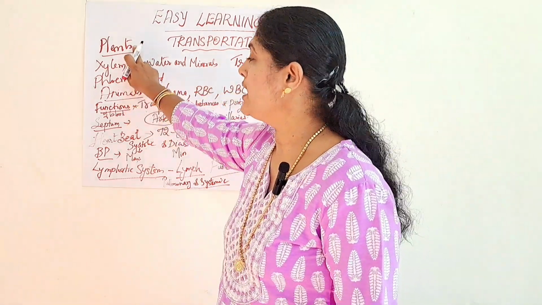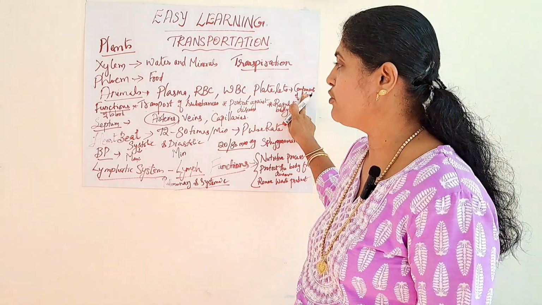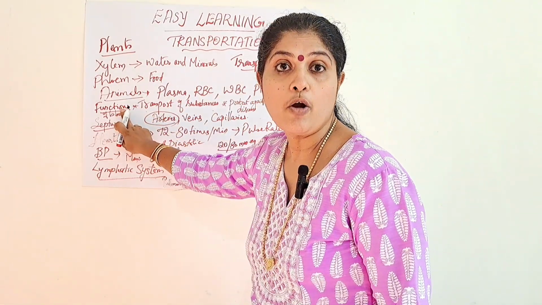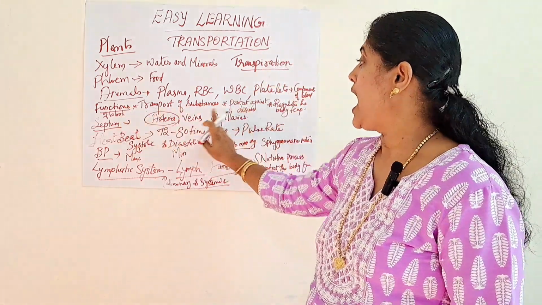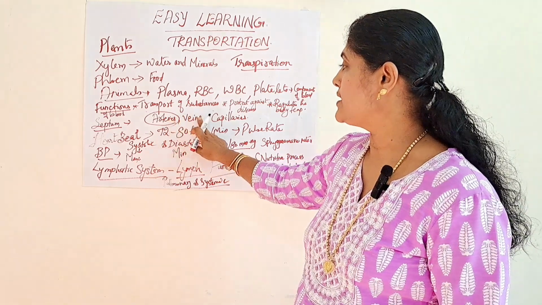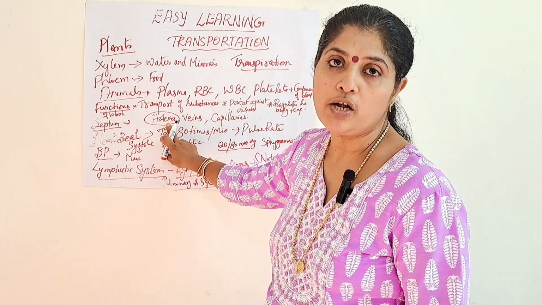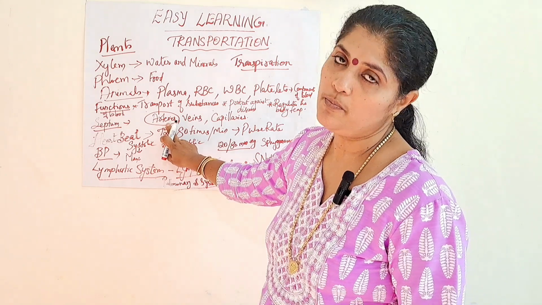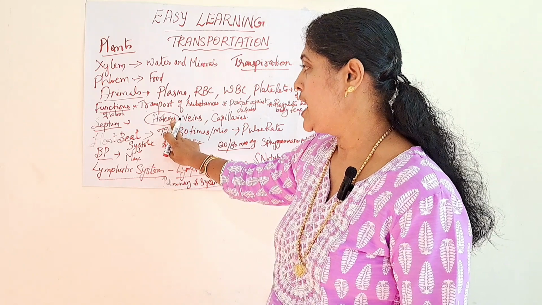Next is the transportation in animals. We have told about the components of blood, all the 4 main components. Then we have told about the functions of blood. It is a 3-mark question, very, very important. And then the 3 main blood vessels, that is arteries, veins and capillaries. In that, the most important is why the arteries are thick walled, because the blood passes through the arteries at high pressure. That is why they are thick walled.